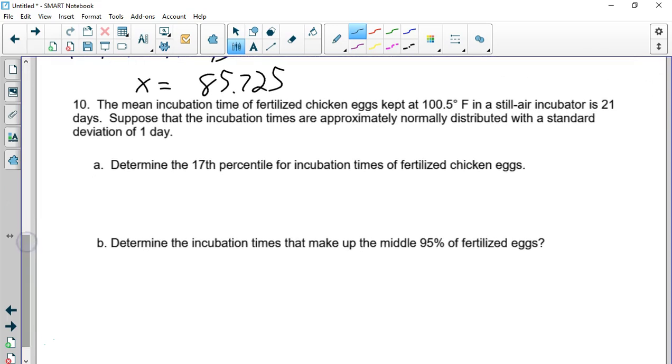And then last but not least, the mean is 100.5. Sorry. The mean incubation time of fertilized eggs at 100.5 is 21 days. That's why it's important to read. 100.5 is actually a distractor. And it says the standard deviation is only 1 day. Determine the 17th percentile for an incubation time of fertilized eggs.